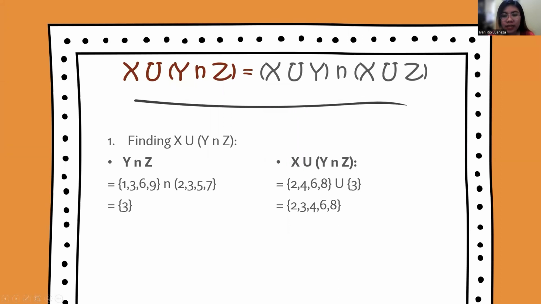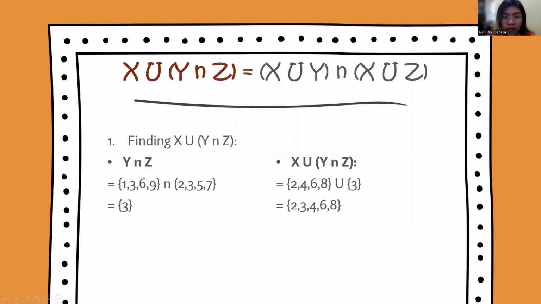So let's begin by finding X union (Y intersect Z). Y intersect Z refers to the intersection of sets Y and Z, which means we only consider the elements that are present in both sets. Based on the given, Y is equal to 1, 3, 6, 9, then Z is equal to 2, 3, 5, 7. So the common element between the two sets is 3.